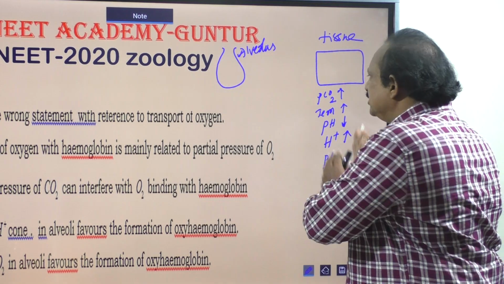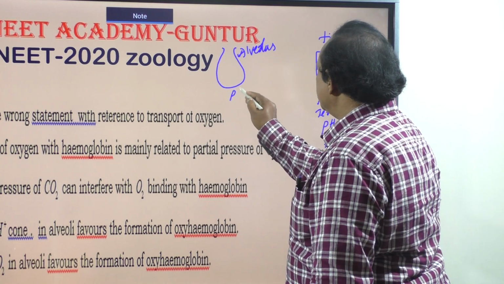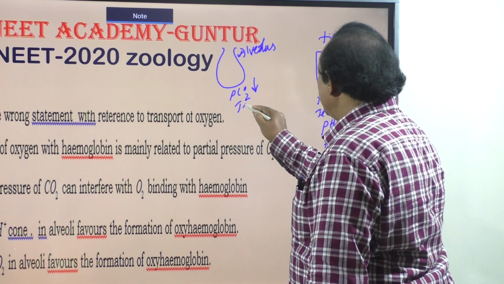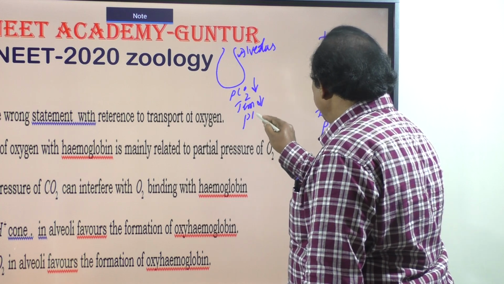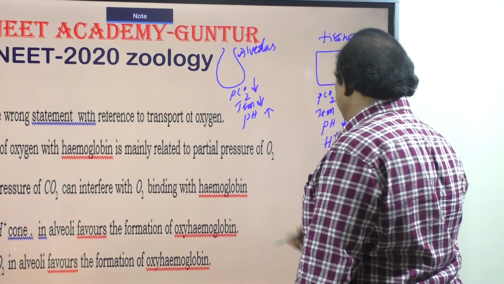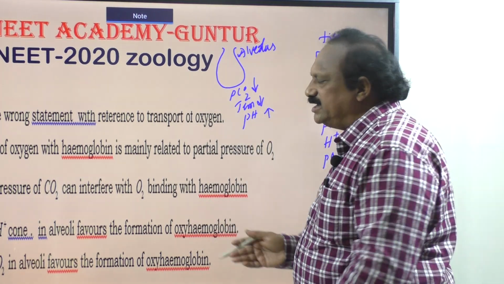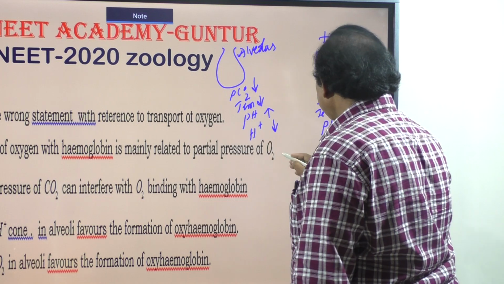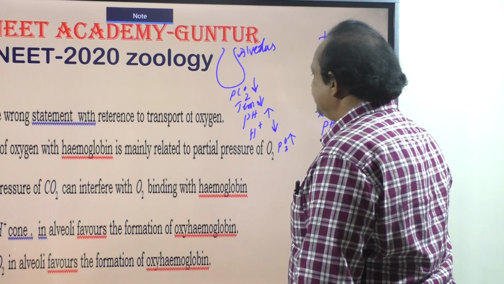The same factors are reversed at the alveolus. Here, the partial pressure of carbon dioxide is low, the temperature is low, and the pH is high. When carbonic acid is not there, the pH is high. The carbonic acid is not dissociated into bicarbonates and hydrogen ions, therefore hydrogen ion concentration is low. And partial pressure of oxygen is high, like this.